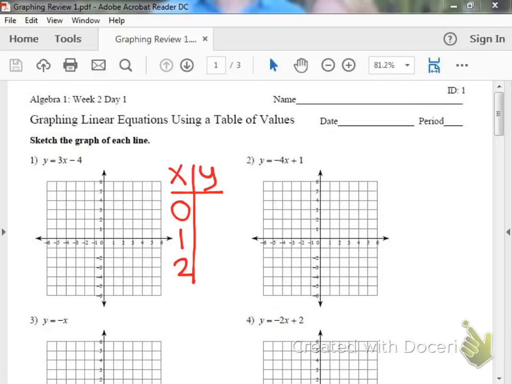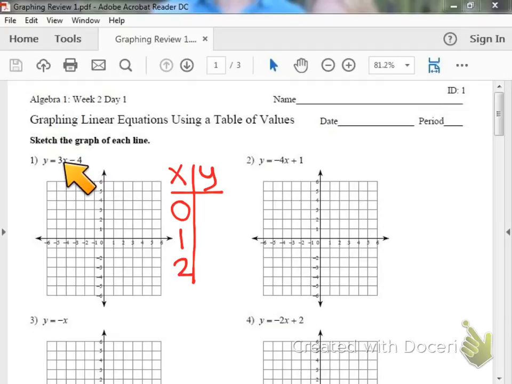Remember, you get to pick the x's. So if you don't particularly like 0, 1, and 2, you can pick any 3 numbers you want. Okay? I would pick something between -6 and +6, though, today, so that it fits on this graph. But what we are doing for my examples is 0, 1, and 2.